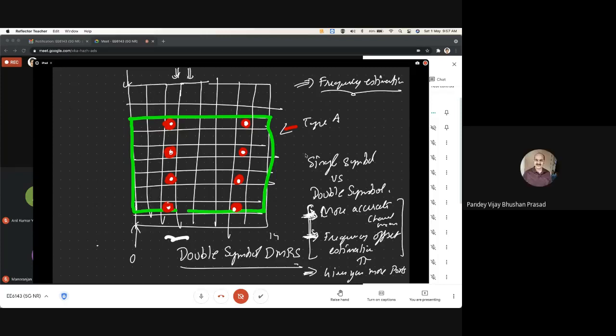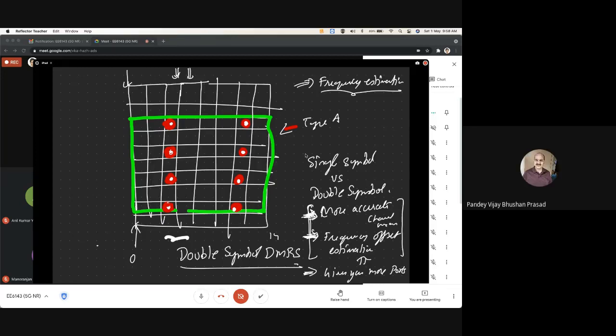Sir, alternatively, can't we do it like that? In every OFDM symbol we can give some resource element for the DMRS. So the spec doesn't allow that. Okay. What's the reason behind this, sir? Sir, because DMRS is also overhead. Whenever you transmit DMRS, it's a waste of resources. I mean, you're not actually transferring data.